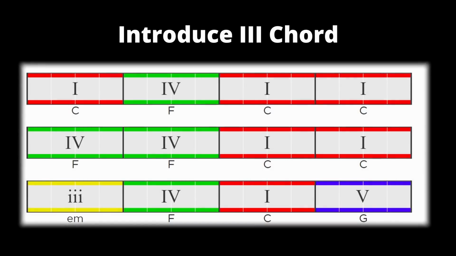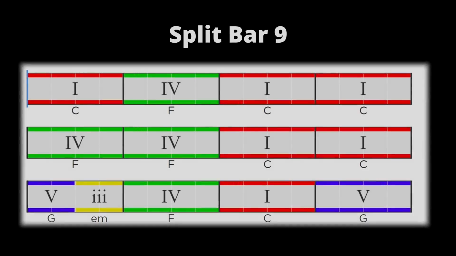If we change the 5 chord in bar 9 to its relative minor of 3, then we can withhold its impact to the end of the progression. Another way to do this would be to split bar 9 in 2 and keep the original 5 chord in the first half of the bar and then use the 3 chord in the second half of the bar.